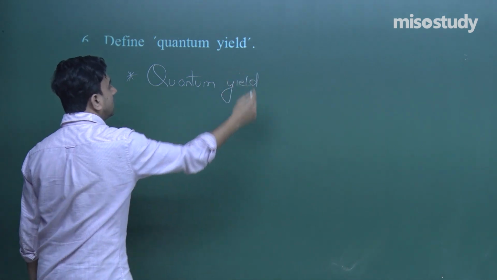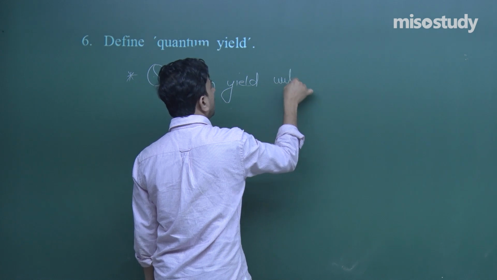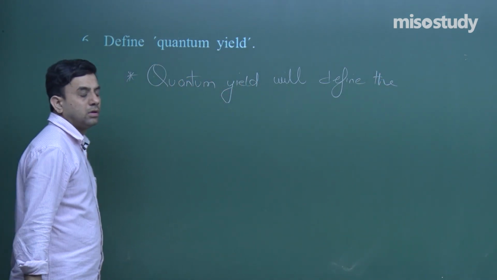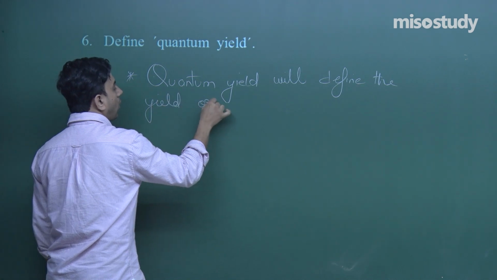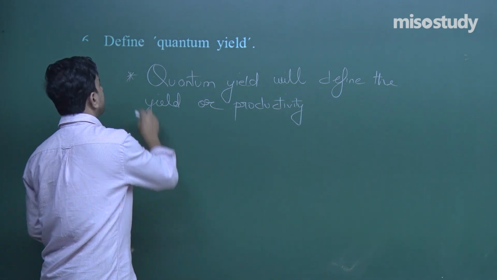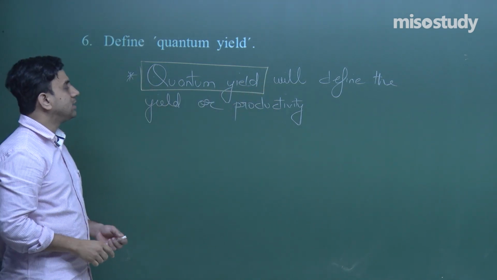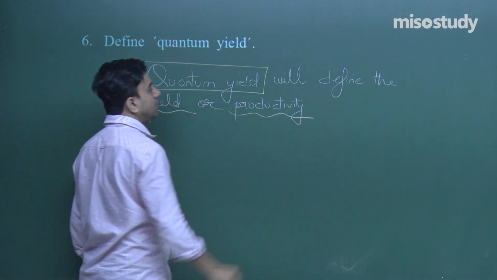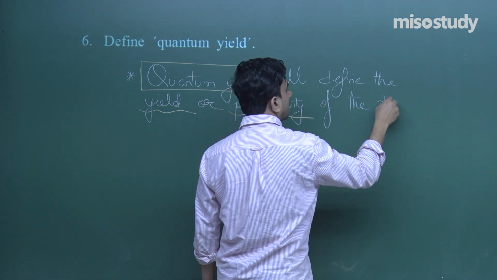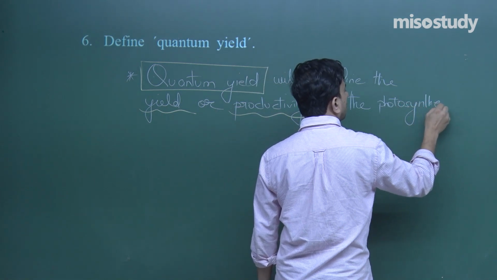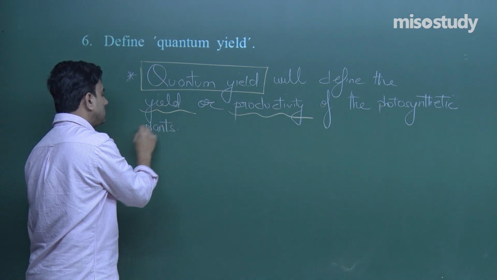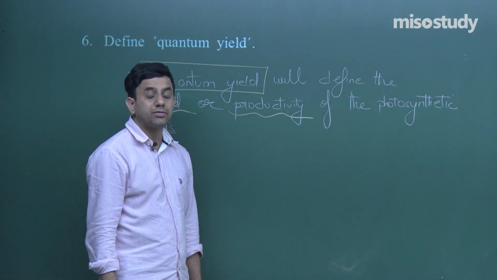Quantum yield will define the yield or productivity of the photosynthetic plants.